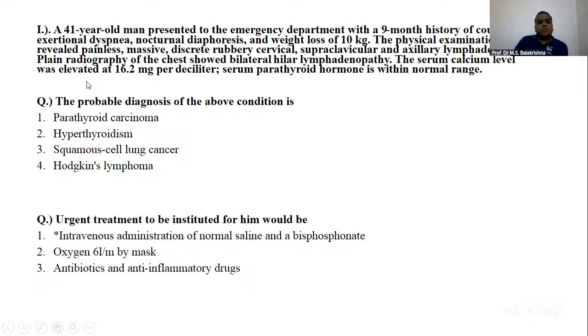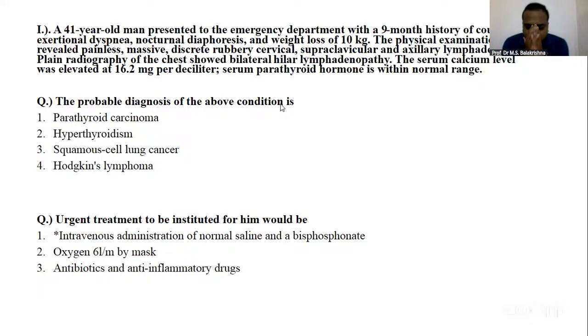A 41-year-old man is presented to the emergency department with a 9-month history of cough and exertional dyspnea. Then there is nocturnal diaphoresis and weight loss. Examination shows painless, massive supraclavicular cervical lymphadenopathy, so lymph nodes are also enlarged now. Chest radiograph shows bilateral hilar lymphadenopathy. Serum calcium level was elevated to 16.2. Parathyroid hormone is within the normal range.